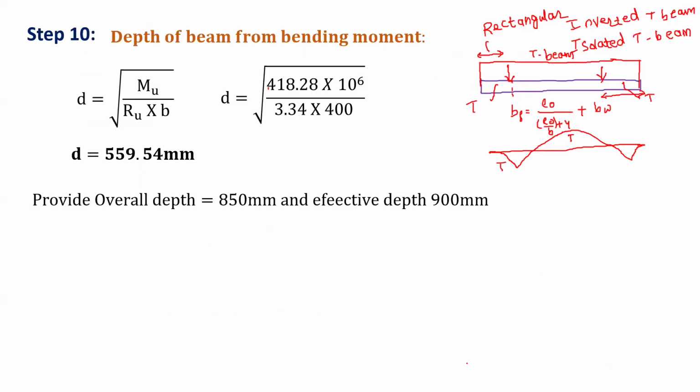So we have provided 850 because 750 I had already taken, but that is not satisfying the criteria of check depth for shear, and therefore I have increased it. Sorry, effective depth we have 850, and overall depth we have provided 900. So this is 900 mm, which is overall depth, and effective depth we have 850 millimeters.